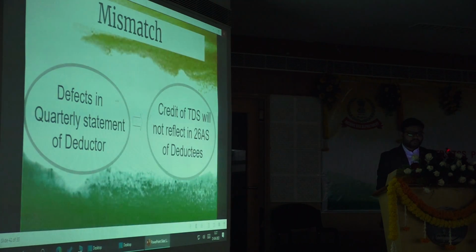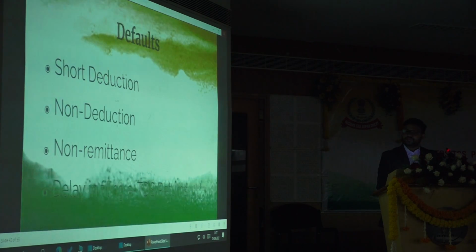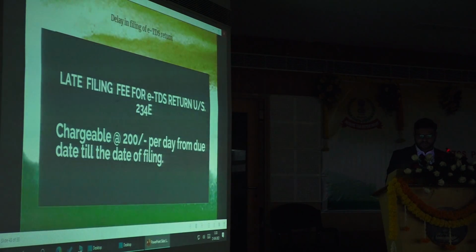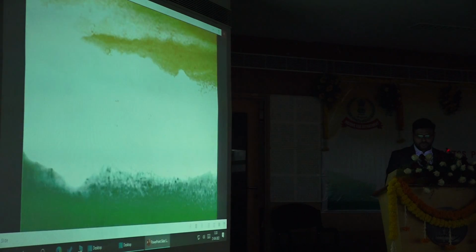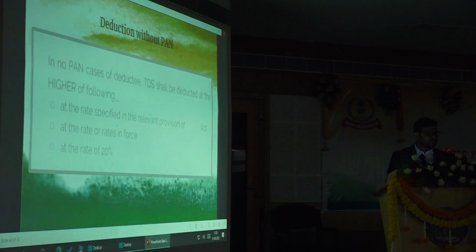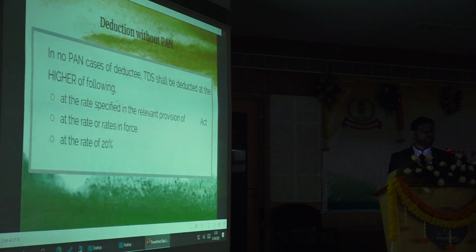So the defaults, again, I am assuming. Due dates for issuing different forms, Form number 16 and Form number 16A. Form 16 is annual, within June 15th of the next following year, and the quarterly statement within 15 days of filing the TDS return. And the late filing fee, as I told you, under section 234E is 200 per day or the actual tax, whichever is lower. And PAN, I told you again, I emphasize to everybody, whoever you are deducting from, ask them to have the PAN or obtain the PAN. Obtaining a PAN is a very easy process now, and otherwise the TDS rate is 20% or as specified in the specific provisions.